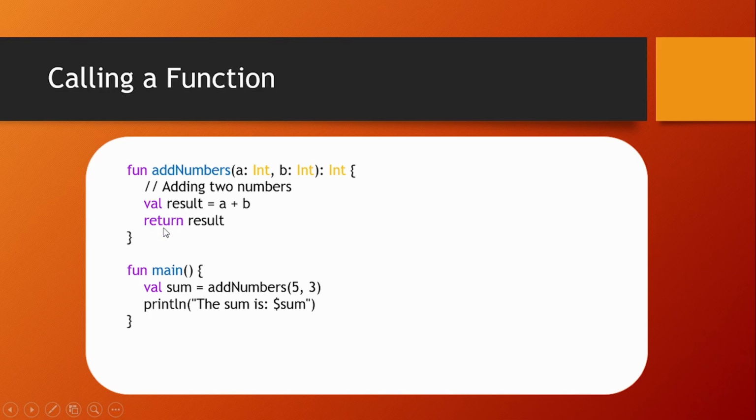Then using the return keyword, I have returned it. 5 plus 3 is equal to 8. 8 will be assigned to result, then the value of result is 8. 8 would be returned. Now this function would return 8, and 8 would be assigned to the sum variable. Using the println function, I have printed, and you would see in the console the sum is 8.